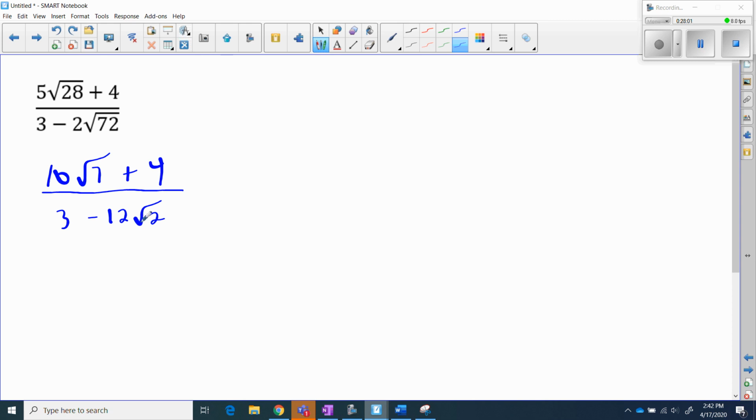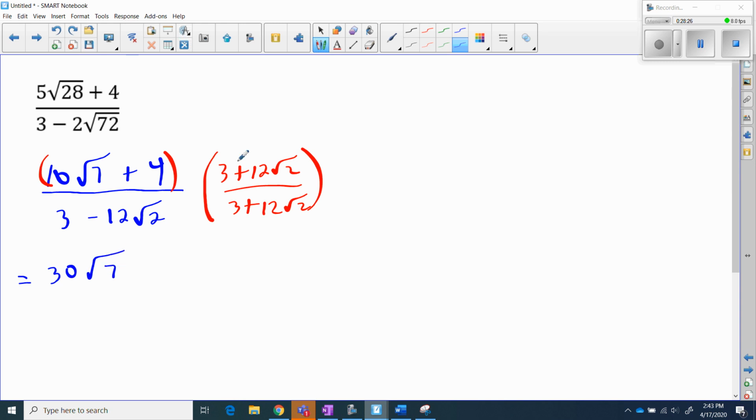Binomial. Two terms in the bottom because of the subtraction separating the two. You need to multiply by the conjugate. 3 plus 12 radical 2, 3 plus 12 radical 2. Remember, this is implied to be in brackets. So when I multiply, it's going to be this times this: 30 square root 7. This times this: 120 square root 14. 4 times 3 is 12. 4 times that will give me 48 square root 2.